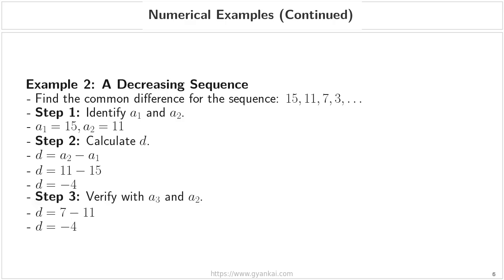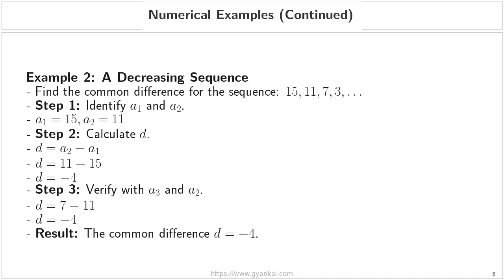To be absolutely certain that this is an arithmetic progression, let's perform step 3 and verify this with the next pair in the sequence. We will take the third term, a sub-3, which is 7, and subtract the second term, a sub-2, which is 11. Again, 7 minus 11 gives us -4. Since the difference remains consistent, we can confidently conclude our result. The common difference, d, equals -4.